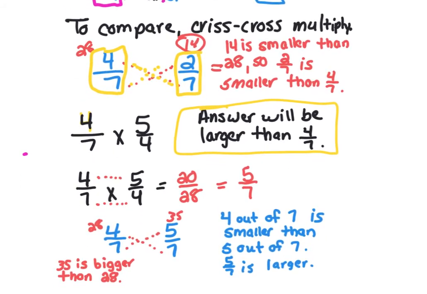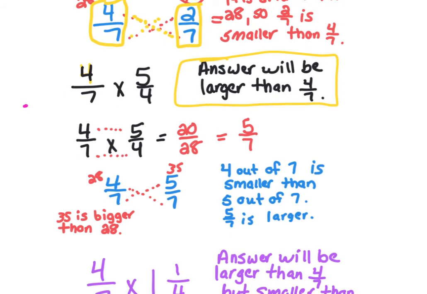All right, let's go to the next type. If we multiply a fraction, which was 4/7 is our consistent fraction here, times an improper fraction.